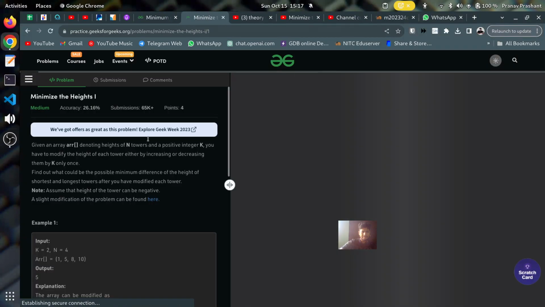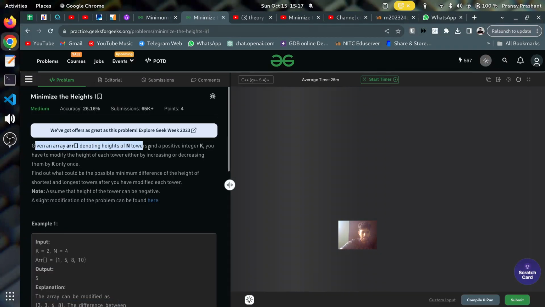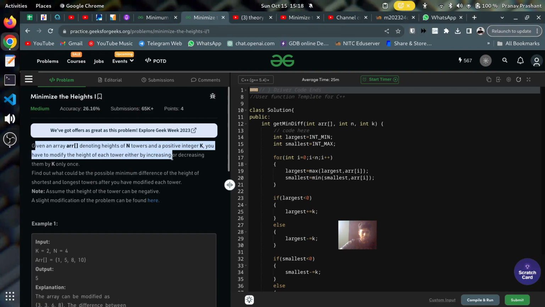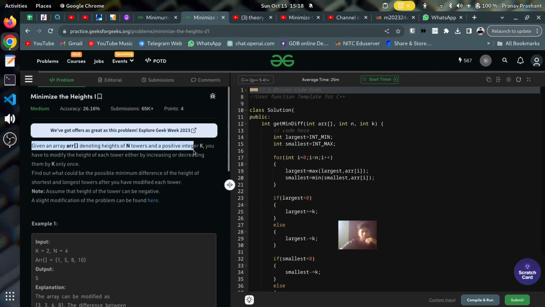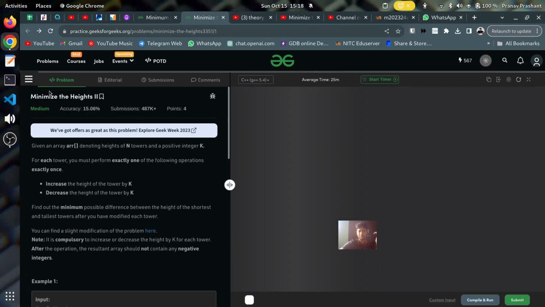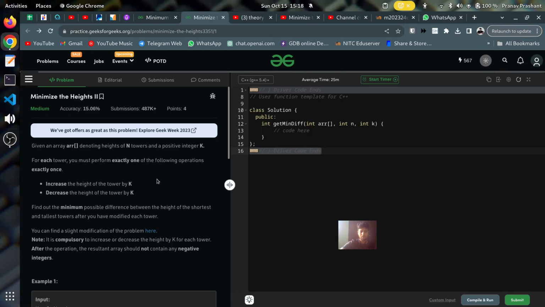So what is the modified problem? Given an array, you have to modify the height of each tower either by increasing or decreasing them by k only once. Okay, we can do this k thing only once. Yeah, we'll solve a tougher version of this, where we can do that any number of times.